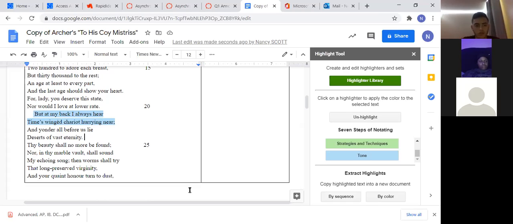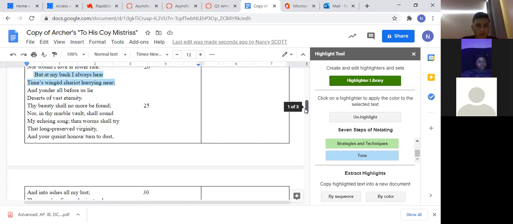Everybody okay and with me? Good enough. All right. But at my back, I always hear time's winged chariot hurrying near. And this is a really harsh stanza, guys. It's like the flea, where in the flea he was trying to persuade her to have sex. Well, in this one, kind of the same thing happening.